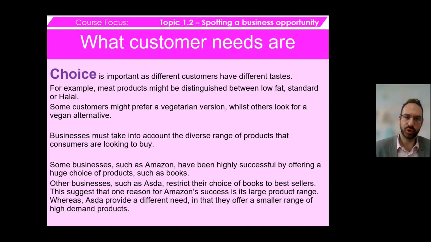So another customer need is choice. It's important as different customers have different tastes. Customers need to be able to choose certain things. So for example, when choosing meats, you've got low fat, standard or halal. Also some customers are now vegetarian and vegan. So this is what we talked about in our last topic about the changing customers' needs, that we are all quite diverse in what we actually look for. I look for gluten-free products because I can't eat products with gluten in them, and it's about making sure that I have a choice of options.